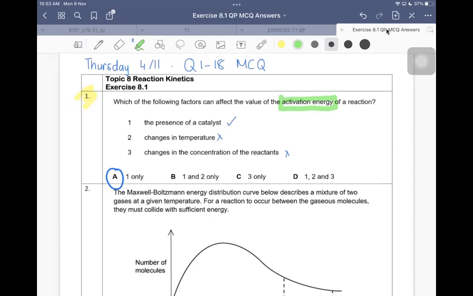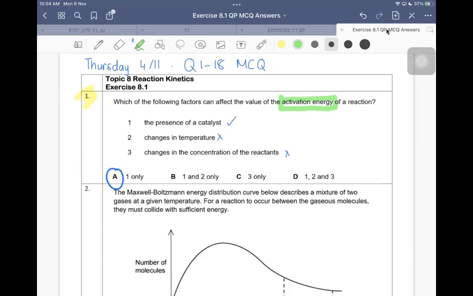What they do is either increase the collisions between the molecules or increase the number of molecules that have energy enough to overcome the activation energy. But the value of activation energy for a particular reaction cannot and will not be changed unless by the addition of catalysts. Okay, so I hope that explains question 1.